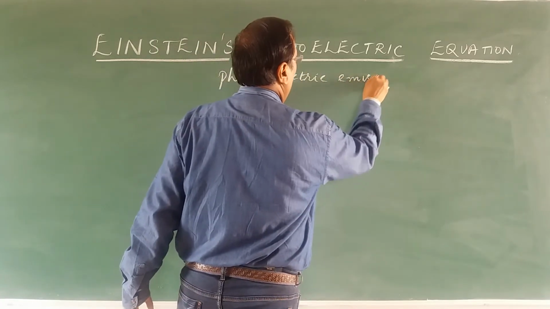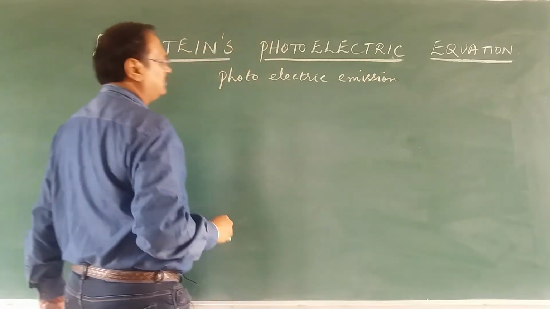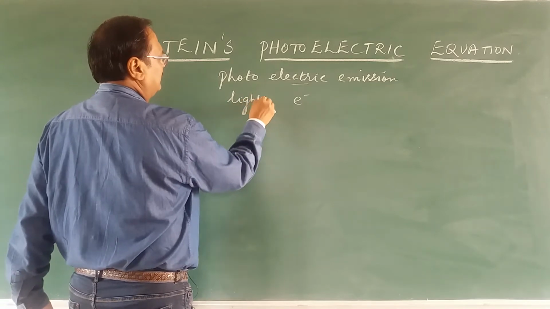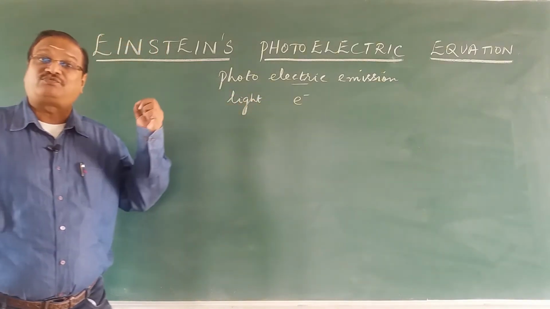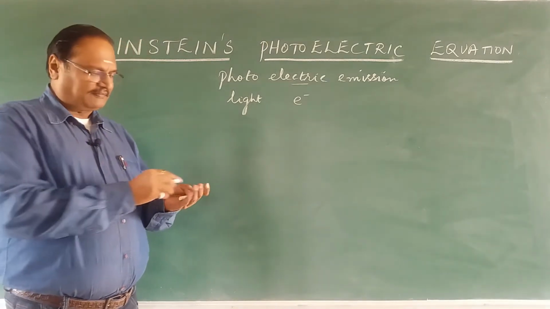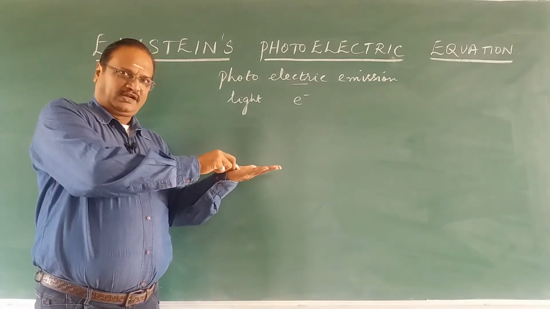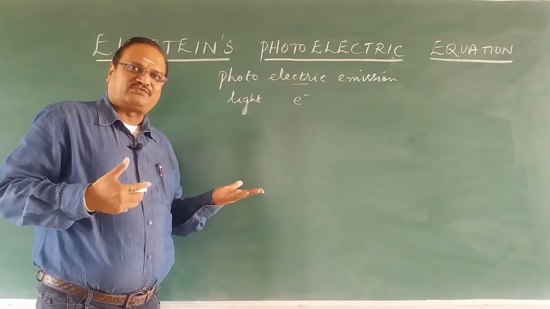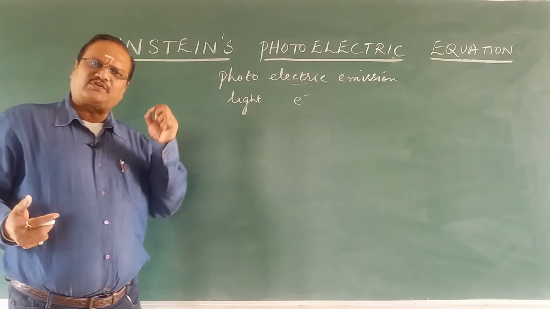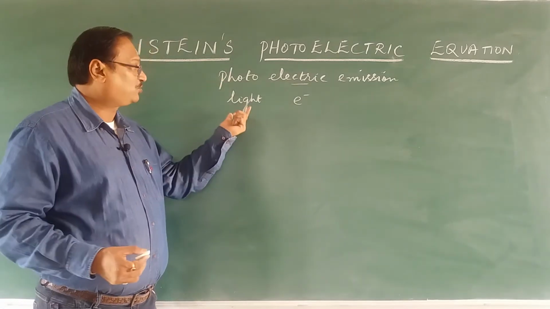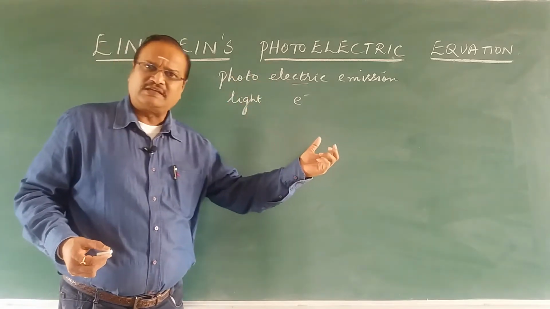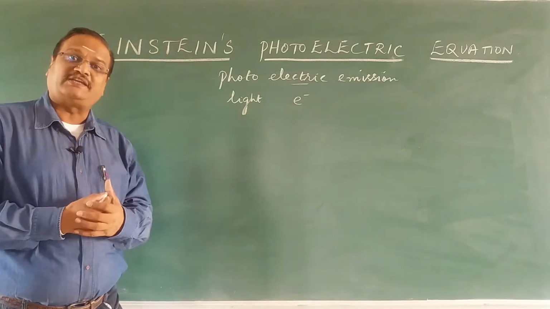The word itself very clearly suggests electrons, photo, light, by incidenting light of sufficient frequency. Now I go to the next stage of it. If I take a metal and allow light to fall on it, not every metal gives out electrons for every type of light frequency. It is a very specific phenomenon where light should have sufficient frequency, and that depends on the nature of the emitter metal which we are taking.